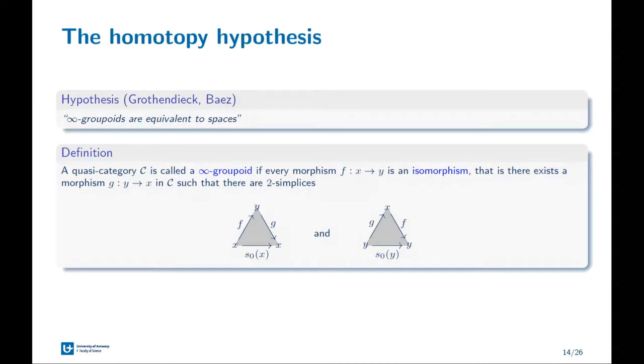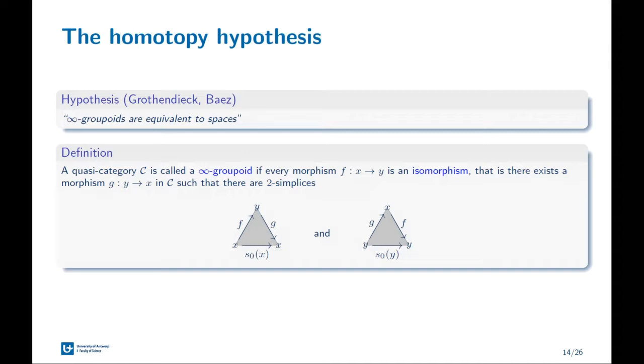But what does that mean, an isomorphism in the quasi-categorical context? It means that there exists some morphism g in the opposite direction from Y to X, such that there are two simplices like this, meaning that if you look at the category theoretic interpretation, this precisely means that the composition of f and g is equal to the identity, and this precisely means that the composition of g and f is equal to the identity. In other words, it's precisely what you would expect an isomorphism to do. It has an inverse, which if you compose it with f in two directions, you get an identity both times.